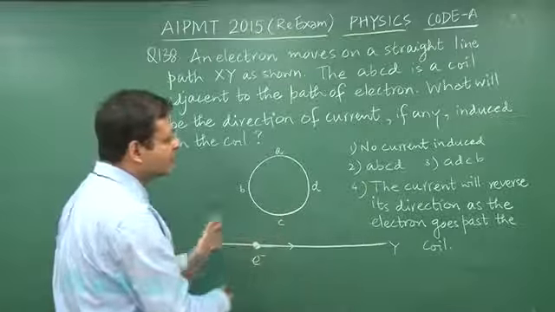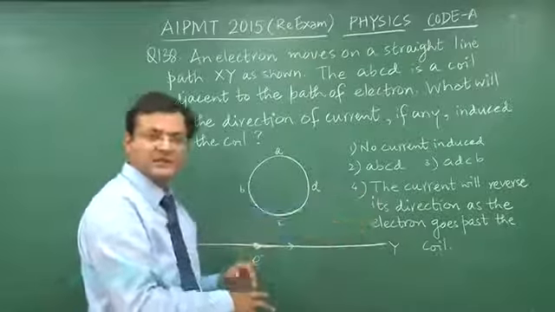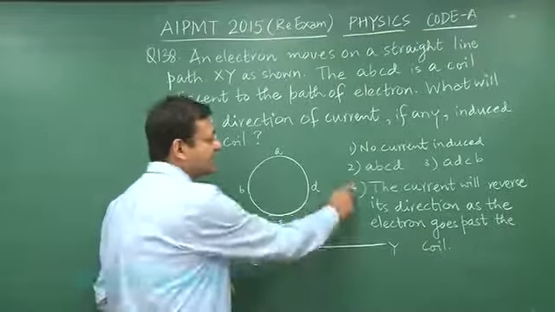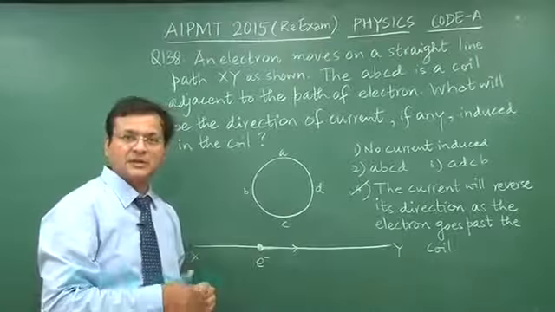So the correct answer for this question will be the fourth one. The current will reverse its direction as the electron goes past. Understand? So I will be marking answer 4 for this particular question. Now switch over to question 139.